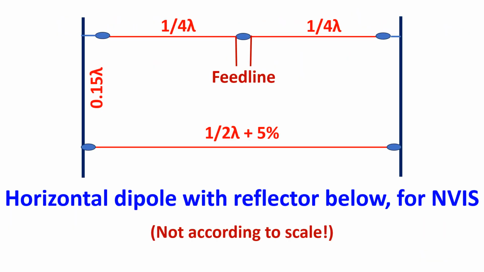A simple method of achieving low angle of radiation for amateur radio is using a horizontal dipole with a reflector element below that. A half-wave horizontal dipole is mounted at a height of quarter wavelength from the ground. A reflector element which is 5% longer than the half-wave dipole is mounted horizontally 0.15 wavelength below the dipole.